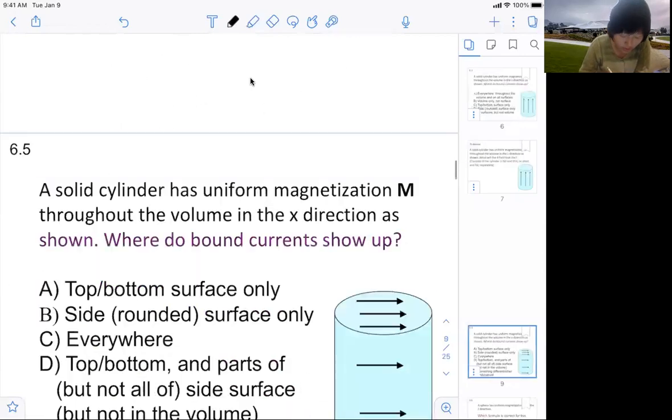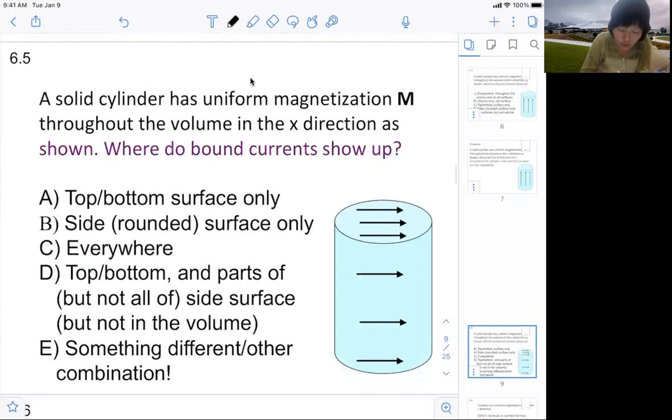Now let's look at this particular question. Now we're giving you a magnetization M. It's uniform throughout the volume, pointing in the x direction. So where do the bound currents show up? I'm going to let you go ahead and discuss this question in your individual group, and then we will talk about it when we get back.